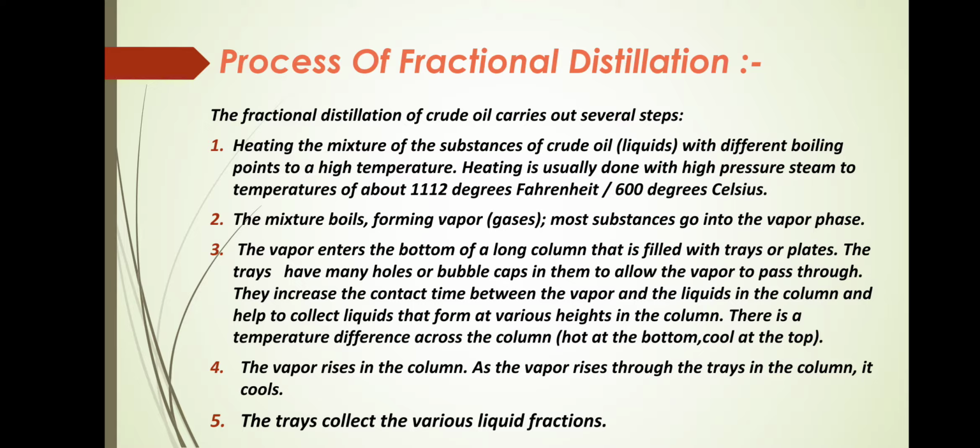Fifth, the trays collect the various liquid fractions. When a substance in the vapor reaches a height where the temperature is equal to that substance's boiling point, it will be condensed to form a liquid. The substance with the lowest boiling point will condense at the highest point in the column. Substances with higher boiling points will condense lower in the column.